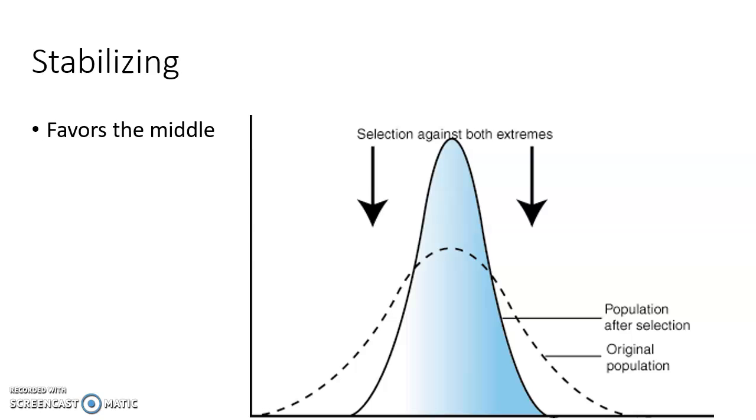Stabilizing selection, which is one type of natural selection, favors the middle. So any event that occurs in the middle is going to be favored. Here, the dots represent the original population and the population after the selection. After an event occurs, the population is going to skyrocket, but it's only going to go up a lot in the middle right here.